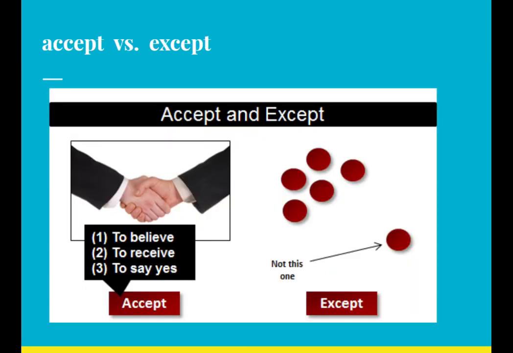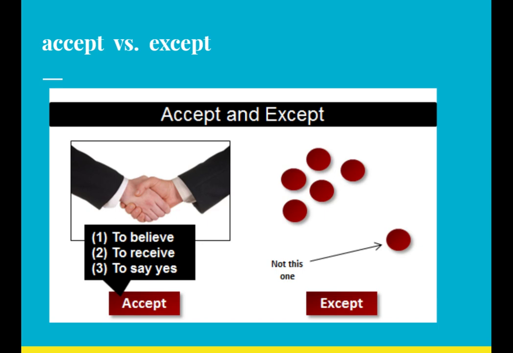All right, moving on, we have accept and except. Accept with an A, except with an E. On the left, you'll see the one with an A means to believe, to receive, or to say yes. You accept facts. You believe them. You accept a package from a delivery person. You accept when you say, I accept the job or the position. Okay, so all of those would be accept with an A.